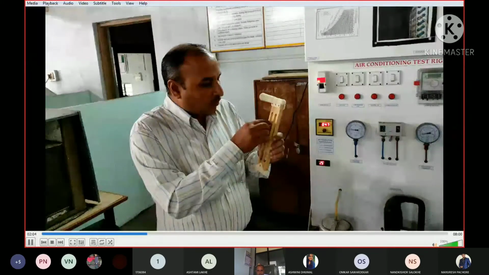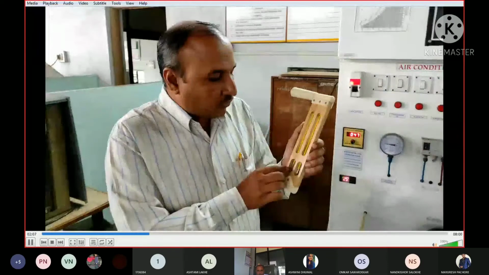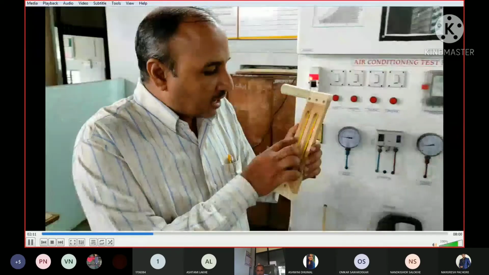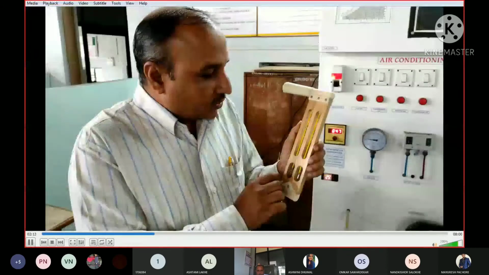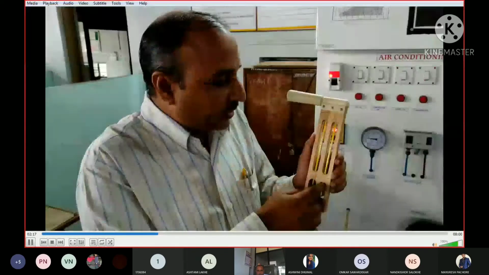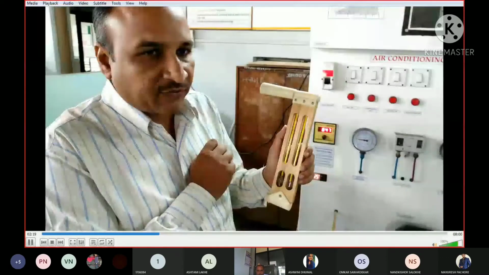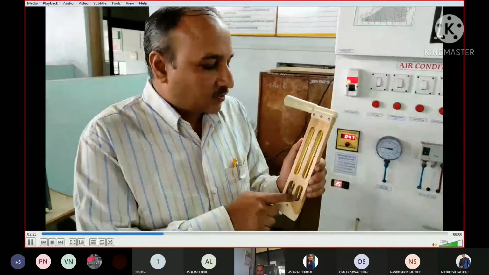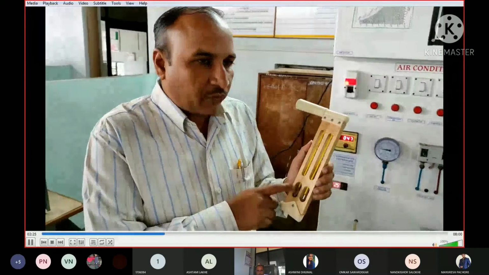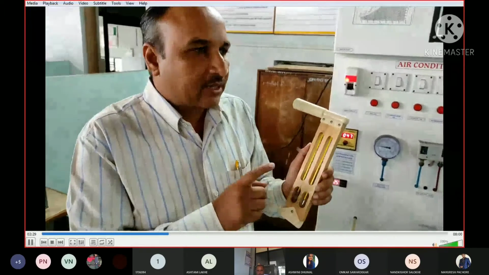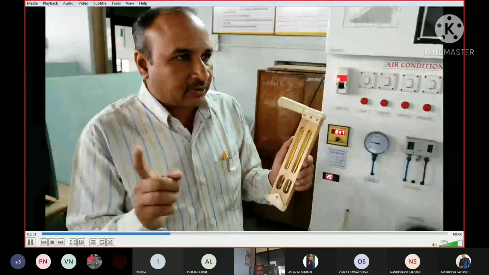That is, we have put a wet cloth at the bulb of this thermometer. If you measure the temperature of this thermometer and this thermometer, there is a difference. Why is there a difference? Because air is not saturated. This is the way by which we can measure the wet bulb temperature. It is the same process as adiabatic saturation.